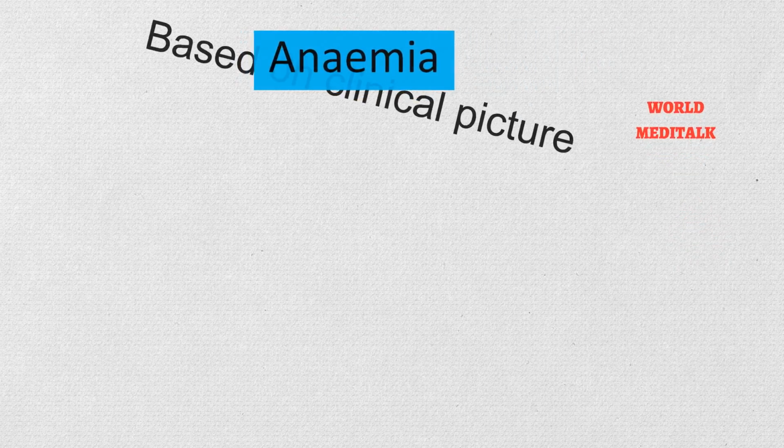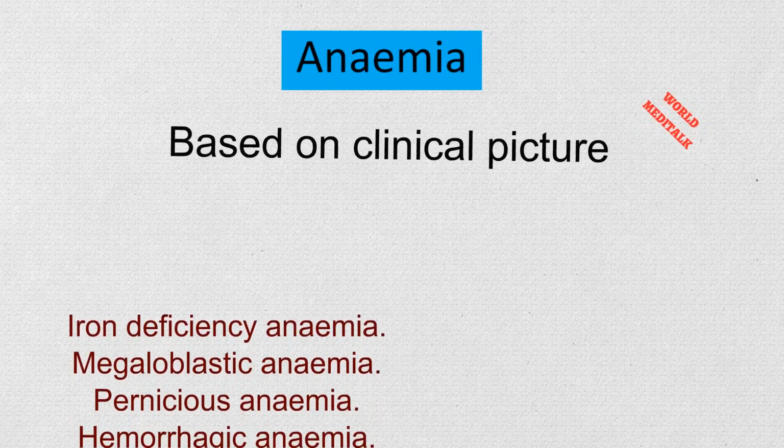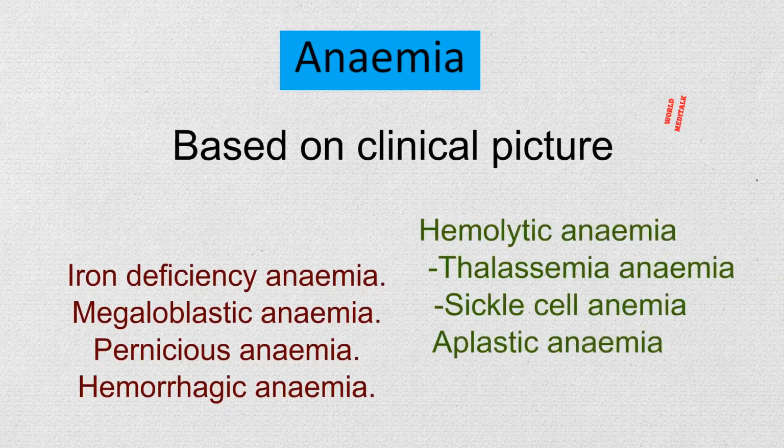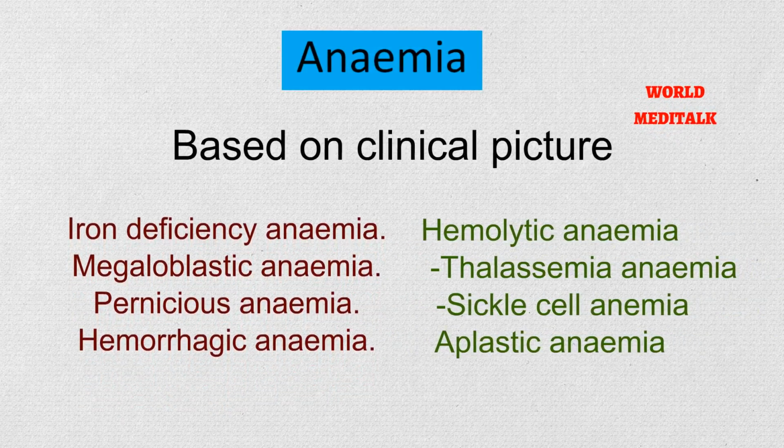Types of anemia based on clinical picture: iron deficiency anemia, megaloblastic anemia, pernicious anemia, hemorrhagic anemia, hemolytic anemia, in which there are thalassemia and sickle cell anemia, and aplastic anemia.